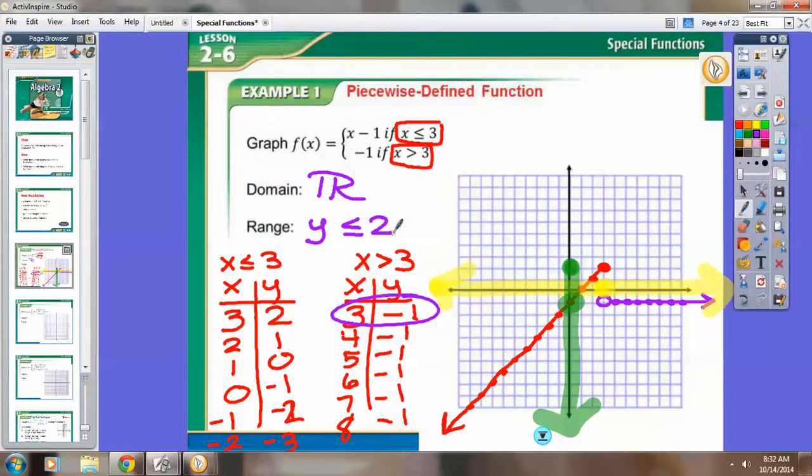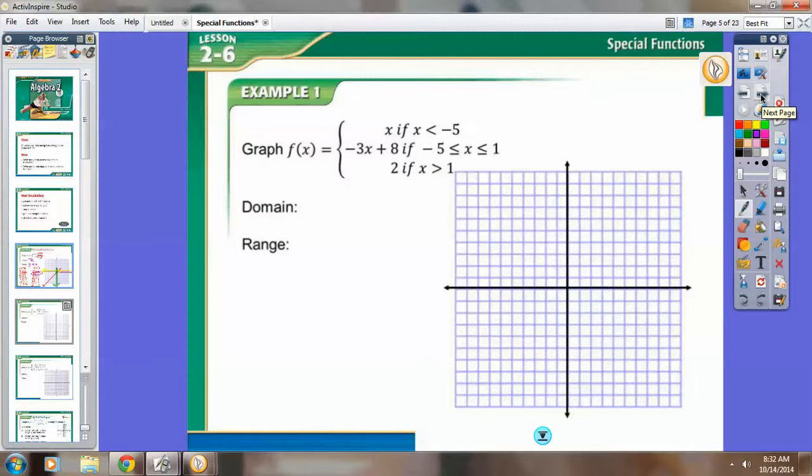Okay. Let's go to the next example, please. This time, how many pieces of our piecewise function do we have? 3. So how many XYT charts are we going to need? 3. I'm going to go ahead and set up my 3 XYT charts.